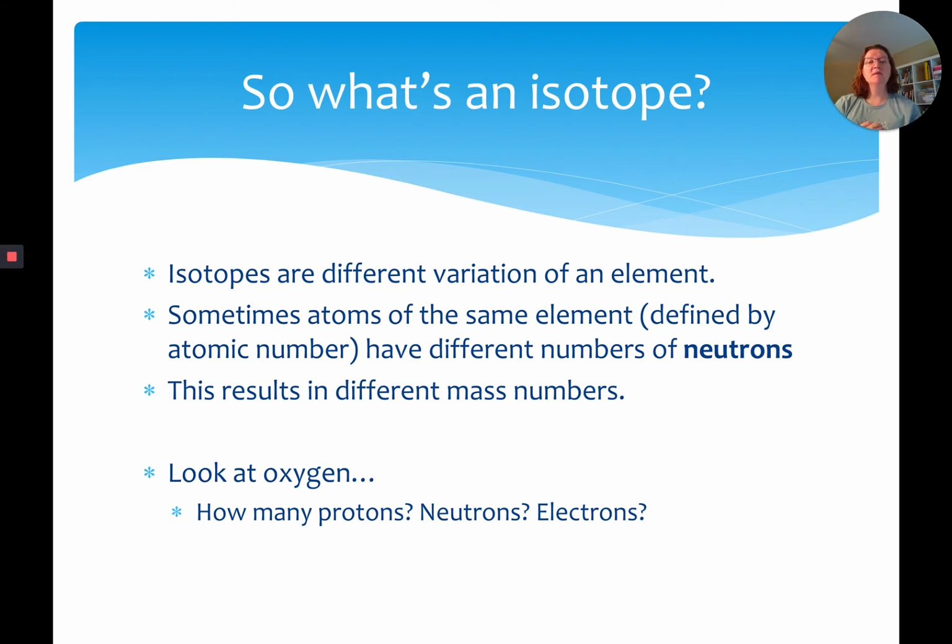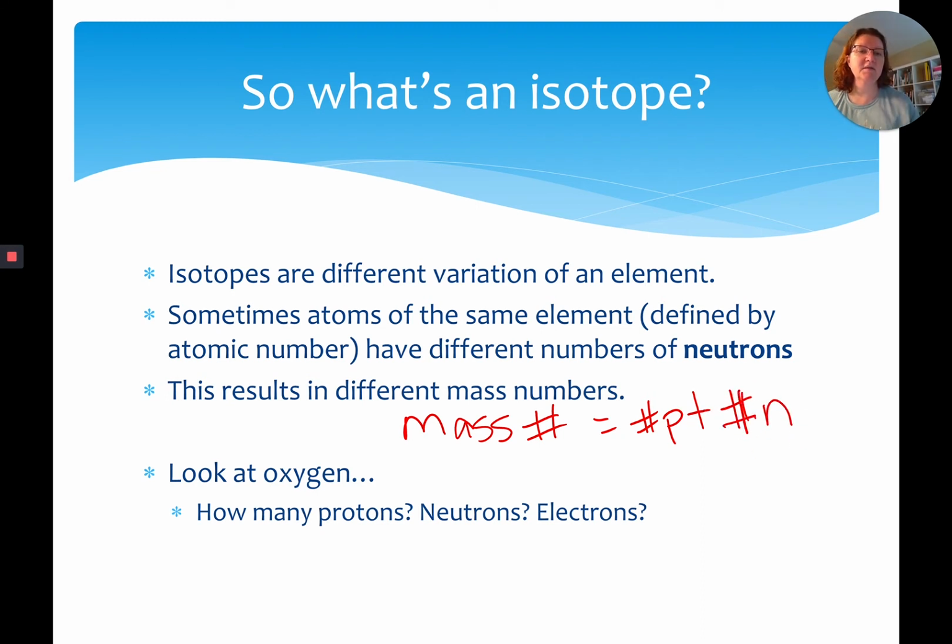Okay, because we have different number of neutrons, we get different mass numbers, because if you recall, the mass number is equal to the number of protons plus the number of neutrons.